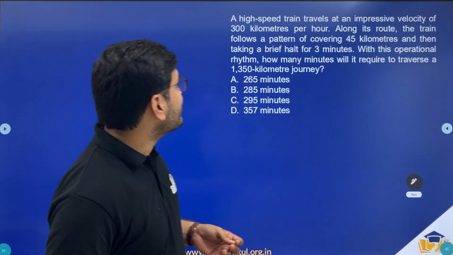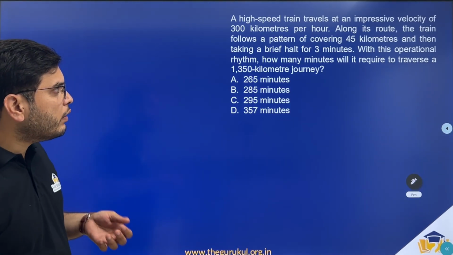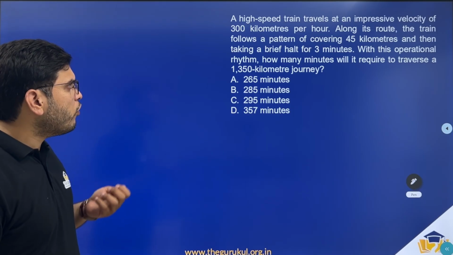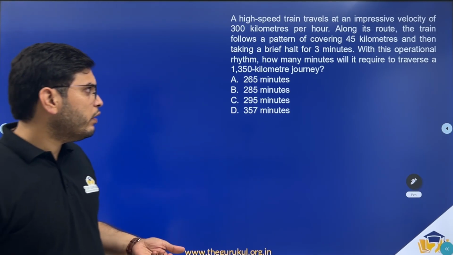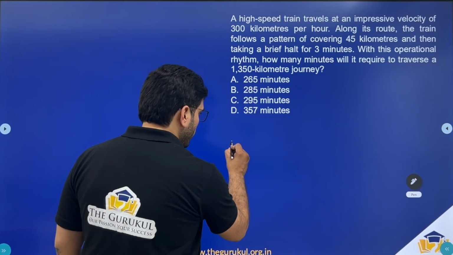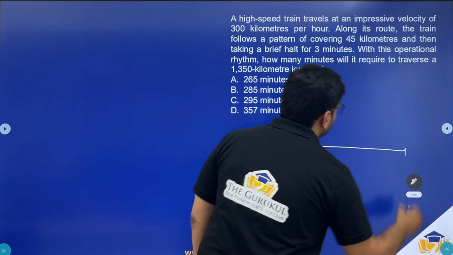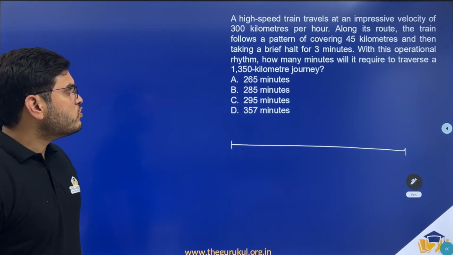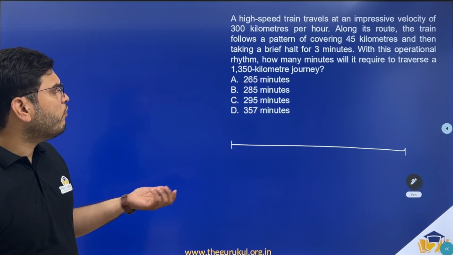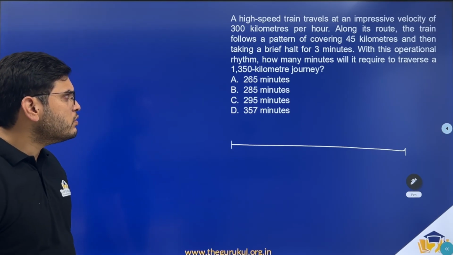Now coming to the last question. A high-speed train travels at an impressive velocity of 300 kilometers per hour. Along its route, the train follows a pattern of covering 45 kilometers and then taking a brief halt for 3 minutes. Okay. With this operational rhythm, how many minutes will it require to travel a 1350 kilometers journey?